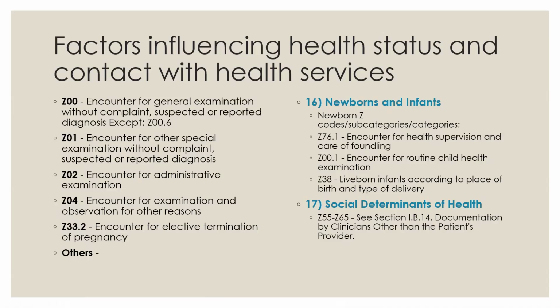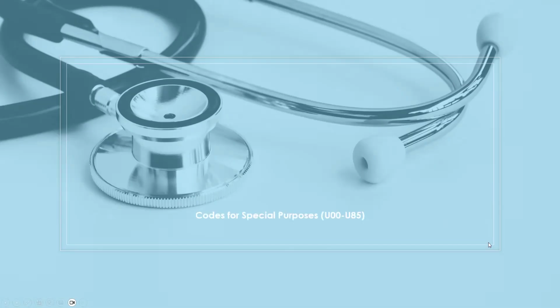Social determinants of health codes are located primarily in these Z code categories. So Z55 through Z65 is listed in your book for additional information on these codes. See section 1B14 for documentation by clinicians other than the patient's provider. That closes us up for chapter 21.